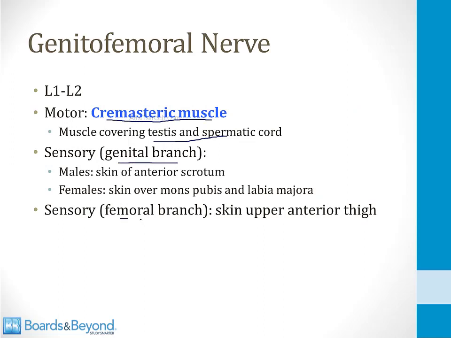The other is called the femoral branch. That's how it gets its name, the genitofemoral nerve. The genital branch, as the name implies, innervates the skin of the anterior scrotum in males, which is part of the genitalia, and in females it supplies sensory innervation to the mons pubis and labia majora. The femoral branch supplies sensory innervation to the skin of the upper anterior thigh near the femur, and that's why it's called the femoral branch.